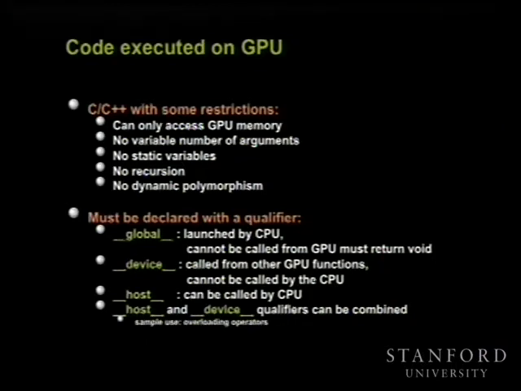Another small detail which Jared mentioned the first time: global functions must return void. If you have 1,000,000 threads and you return an int, which int should you be returning? There's no good answer there. So global functions have to be void, and you should put your output in an array or some other structure somewhere.